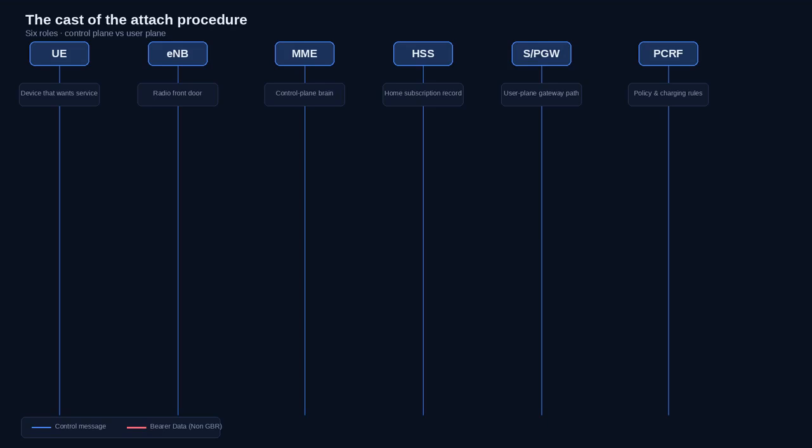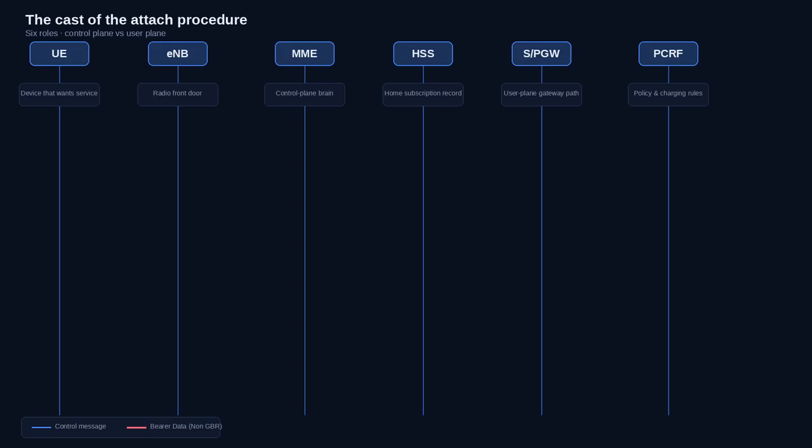Farther right is the S/PGW, the Serving and Packet Data Network Gateways, drawn here as one combined node. This is where the user plane path is prepared, the tunnel that will eventually carry packets toward the internet or an operator network. And beside it, the PCRF, Policy and Charging Rules function. It is the policy desk. When a session is born, the gateway and the PCRF agree on how that session should be treated.